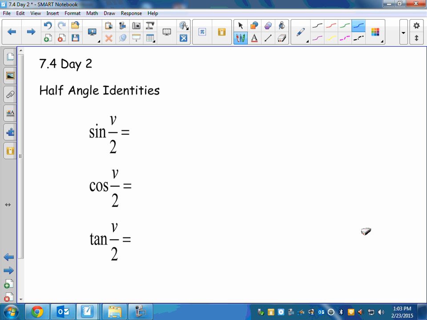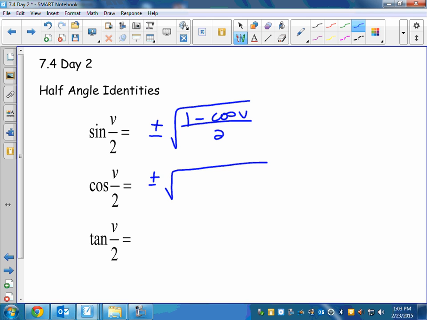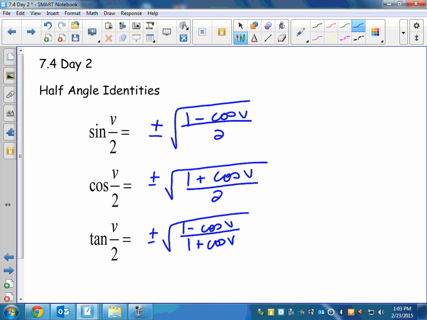So, sine of v over 2 equals plus or minus the square root of 1 minus cosine v all divided by 2. That's exciting, right? Cosine of v over 2 equals plus or minus the square root of 1 plus cosine v all divided by 2. And then the tangent one should make sense because tangent is sine over cosine. So tangent is plus or minus the square root of 1 minus cosine v over 1 plus cosine v, because if you put those two over each other, that would be what you would get.